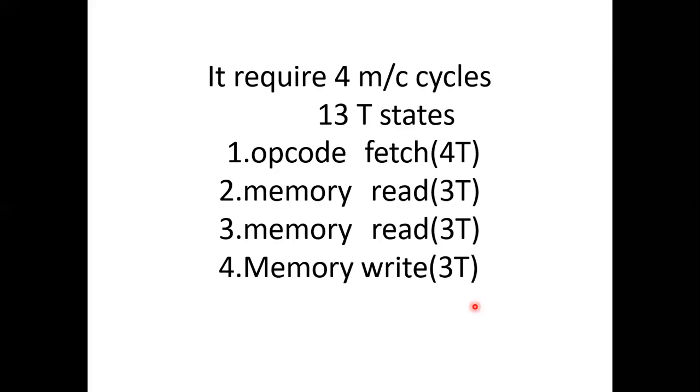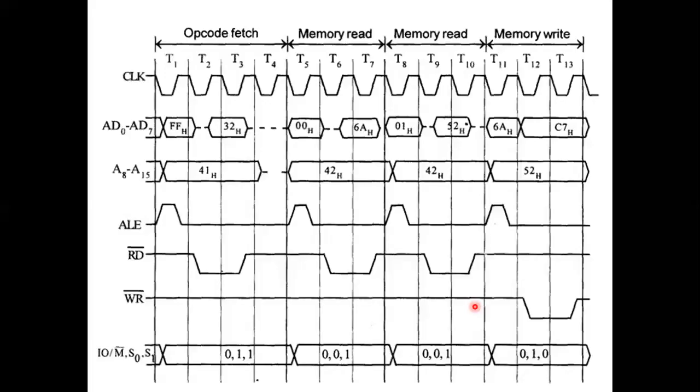Okay, let's see the timing diagram. Here, see the STA timing diagram. First they put the opcode fetch 4 cycle, then memory read 3 cycle, another memory read 3 cycle, then memory write 3 cycles. Totally there are 13 T states. This is the time required for instruction execution.